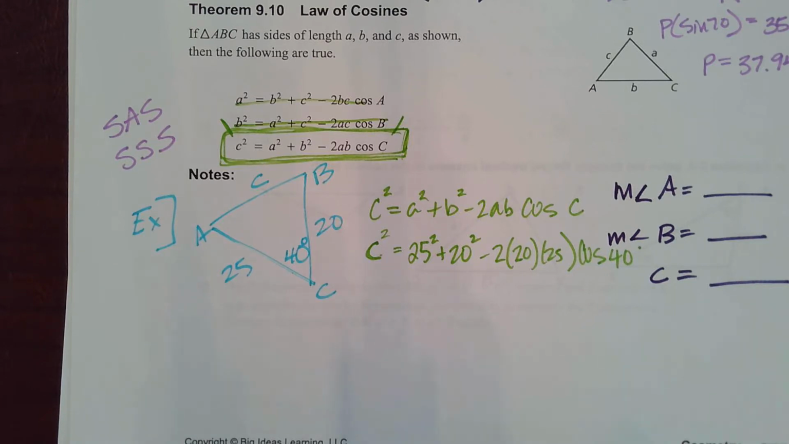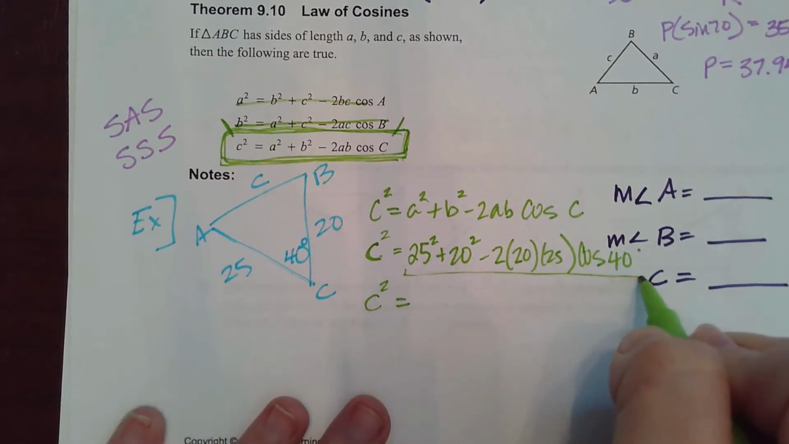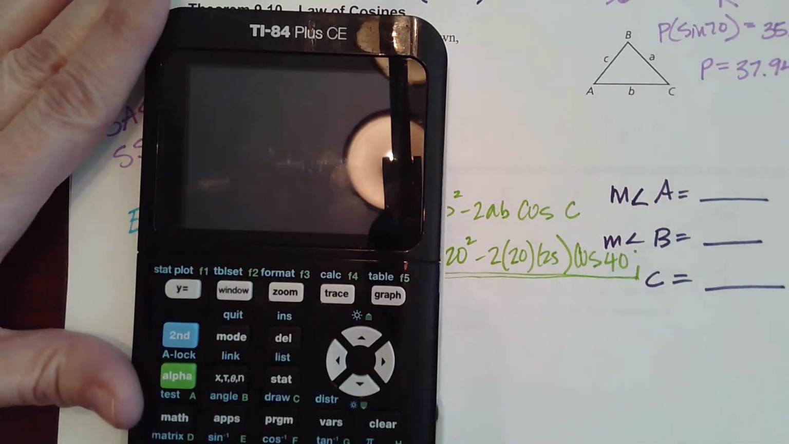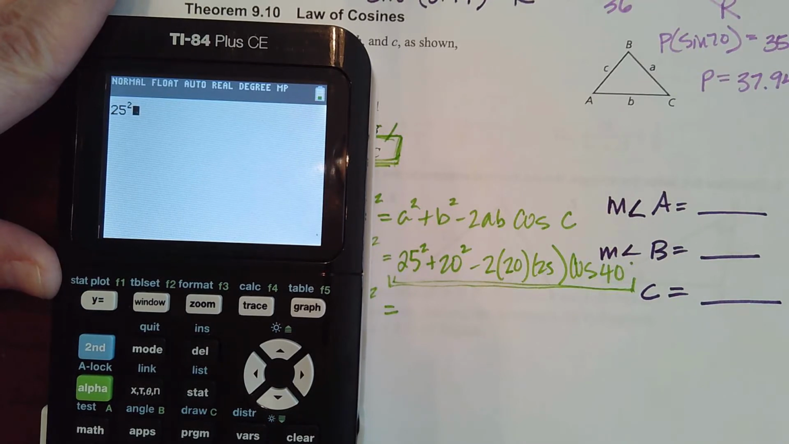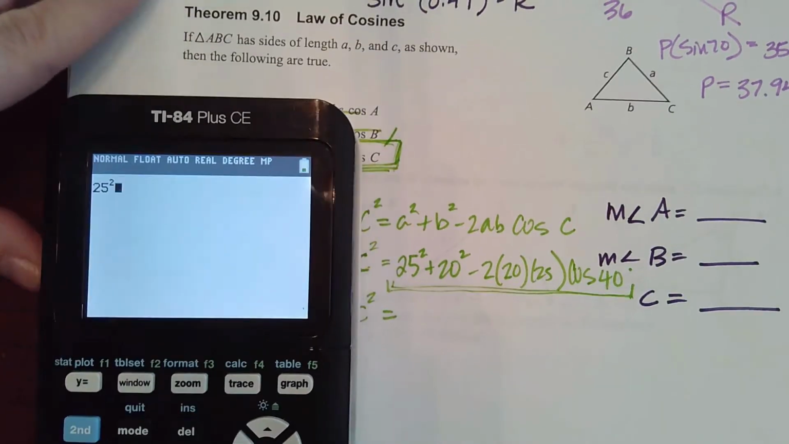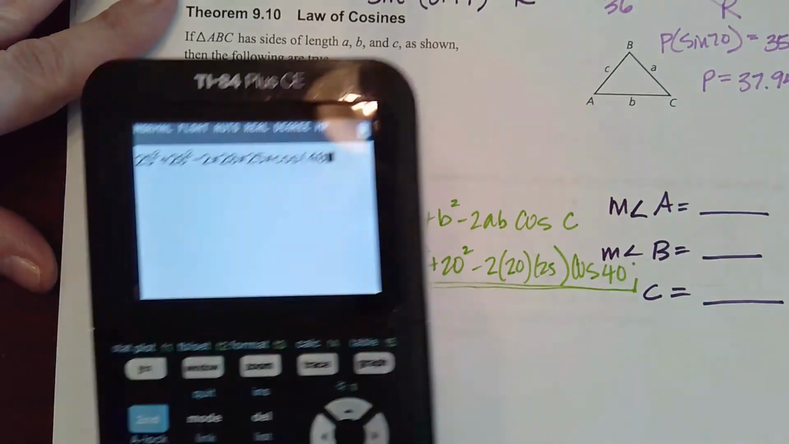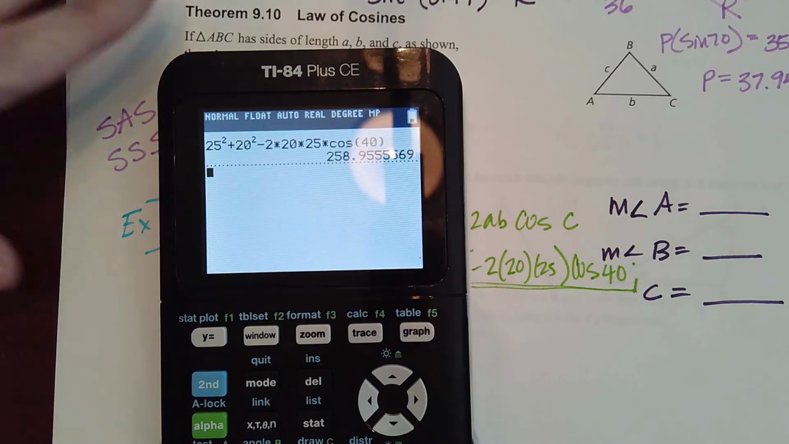What I encourage you to do is you can do all of this in one step in your calculator. Let me show you how that looks. I'm going to clear this out. We're going to do 25 squared, and hit the squared button over here, down here, kind of diagonal from number 7. 25 squared plus 20 squared minus 2 times 20 times 25 times cosine of 40. So again, I just did that whole thing in one step. I encourage you to do that so that we don't mess up.